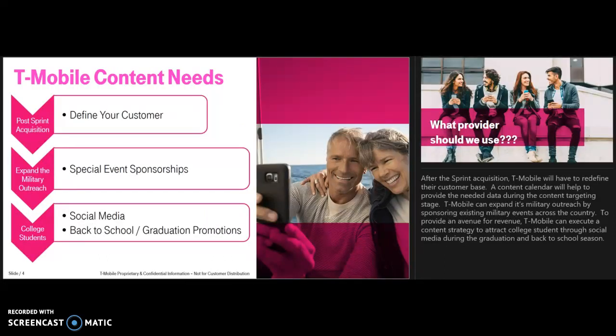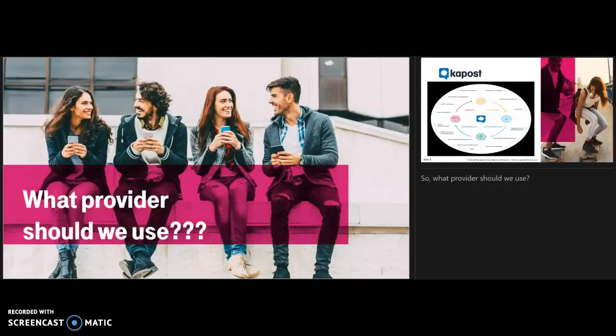After the Sprint acquisition, T-Mobile will have to redefine their customer base. A content calendar will help to provide the needed data during the content targeting stage. T-Mobile can expand its military outreach by sponsoring existing military events across the country. To provide an avenue for revenue, T-Mobile can execute a content strategy to attract college students through social media during the graduation and back-to-school season.